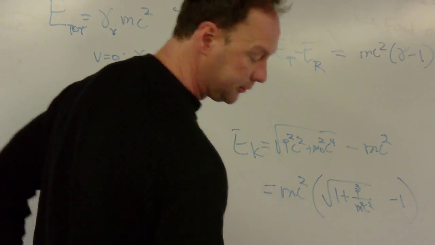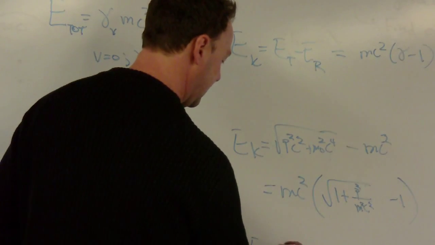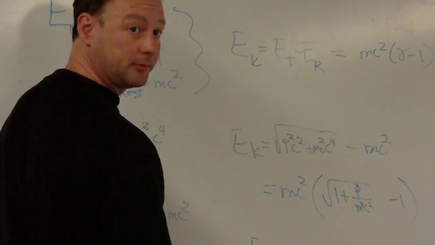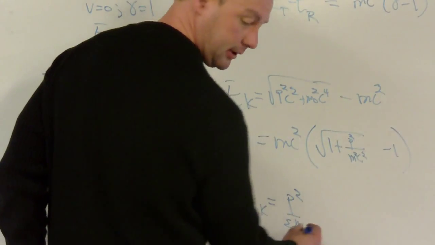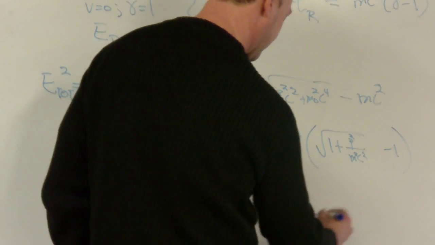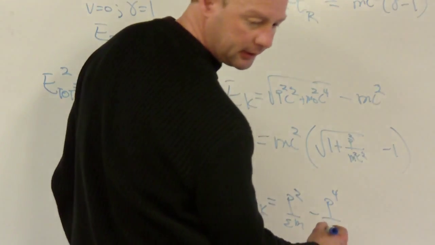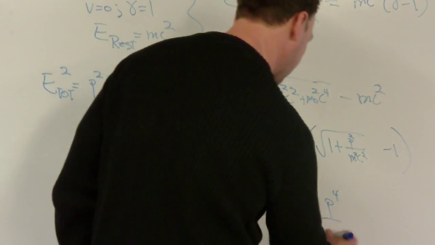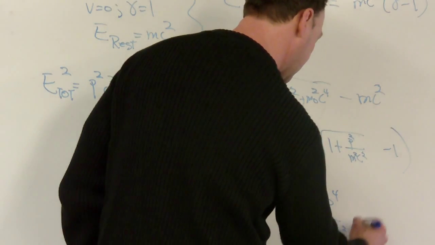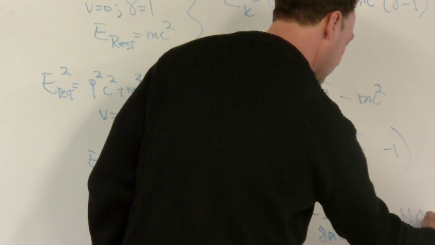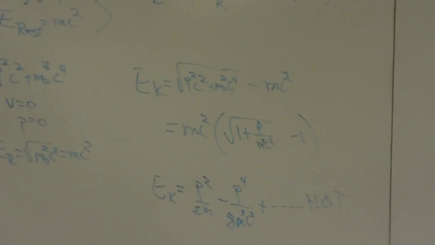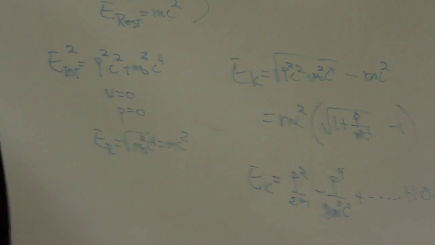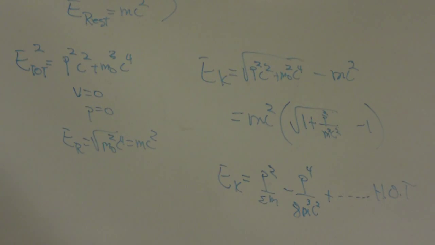When you do this, you get a brilliant result that EK equals, and I encourage you all to do this, so it's something you should be able to do on your board with a little bit of encouragement. You get 1/2, well, you get p squared over 2m minus p to the fourth over 8m cubed c squared plus higher order terms. Why are you very happy when you look at this expansion? What's the leading term? p squared over 2m. It's the kinetic energy that we used, all right? Same energy we've been using.